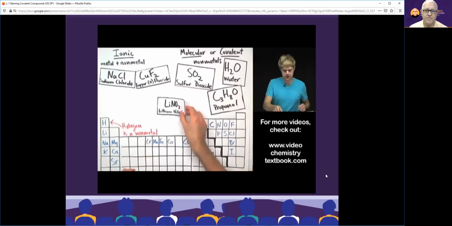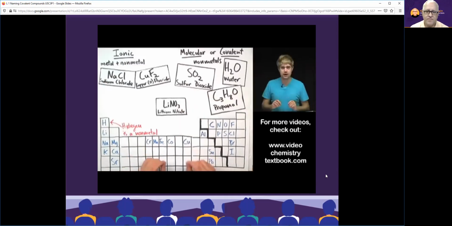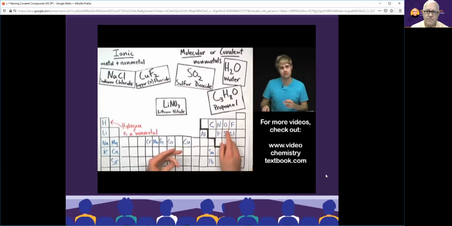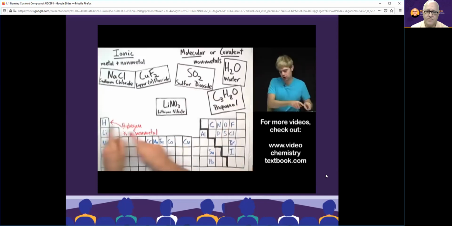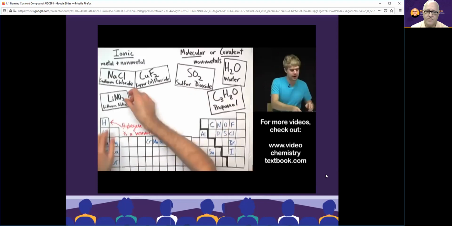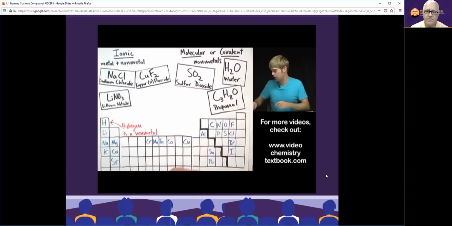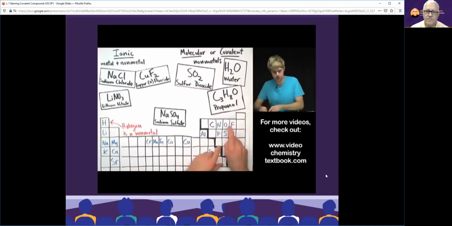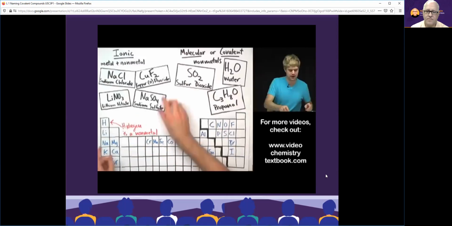Here's another example. Lithium nitrate has lithium, which is a metal, but then it also has nitrogen and oxygen, which are both nonmetals. So it's still got the metal, non-metal thing going on. So it's an ionic compound, even though it has 2 nonmetals. And the same thing is true of sodium sulfate. It's got sodium, a metal, and 2 nonmetals, sulfur and oxygen. But metal, non-metal means it's ionic.